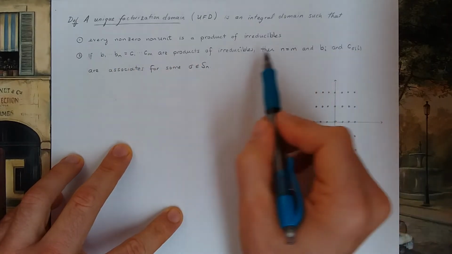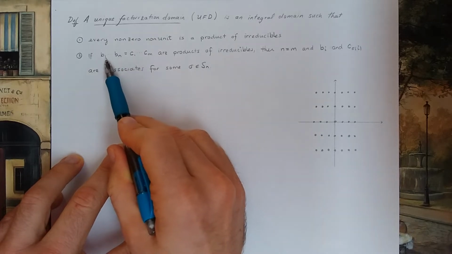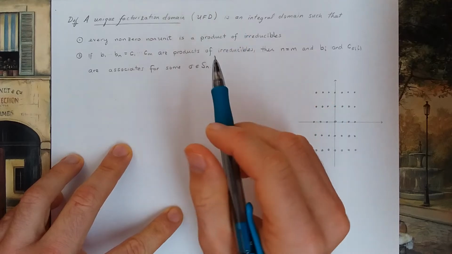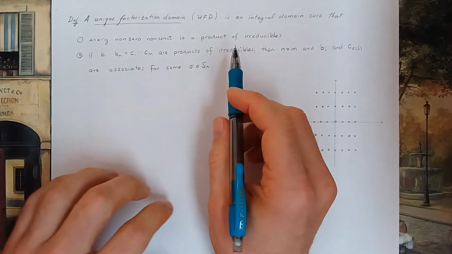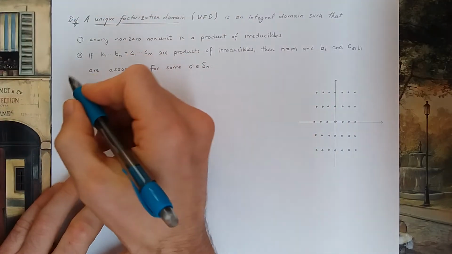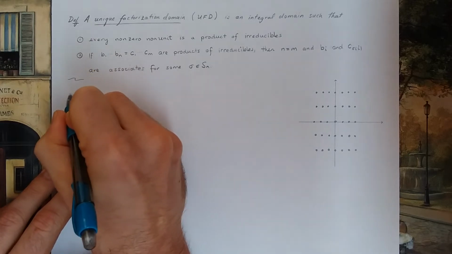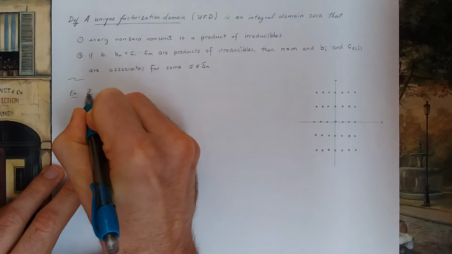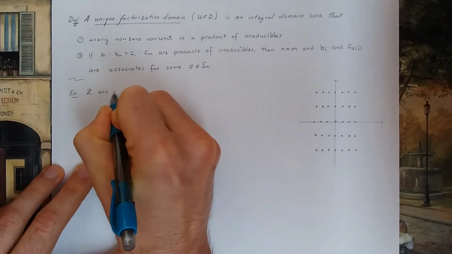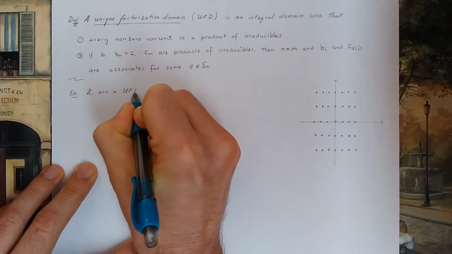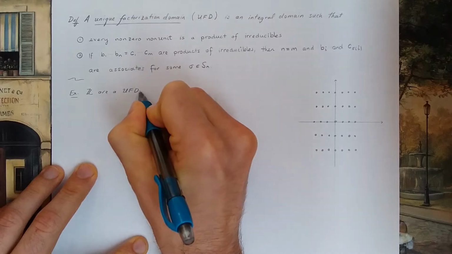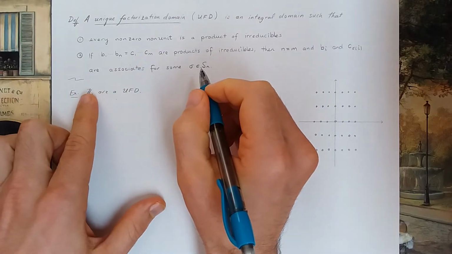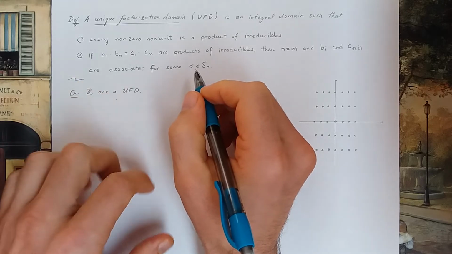What this condition is saying is that the list of irreducibles here and the list of irreducibles here are pretty much rearrangements of one another, up to associates. So let's see an example. The motivating example is the integers. So the integers are a UFD, that's for sure, because of the fundamental theorem of arithmetic. Any integer can be written as a product of primes.